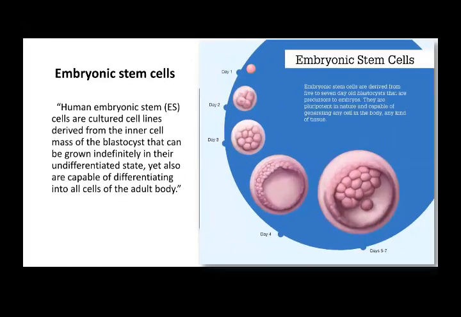Then you have the embryonic stem cells as well. Human embryonic stem cells. They're cultured cell lines derived from the inner cell mass of the blastocyst that can be grown indefinitely in their undifferentiated state, yet are also capable of differentiating into all cells of the adult body. So they're derived from 5 to 7 day old blastocysts that are precursors to embryos, and they are pluripotent in nature and capable of generating any cell in the body, any kind of tissue, basically. That's the definition of embryonic stem cells.